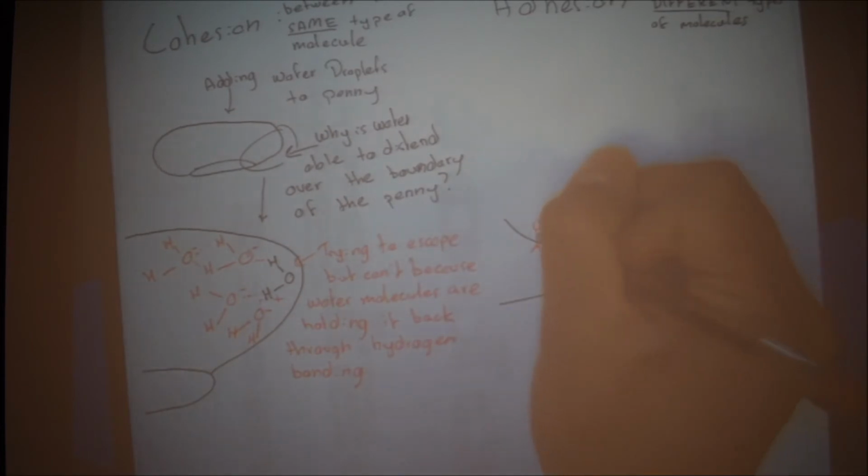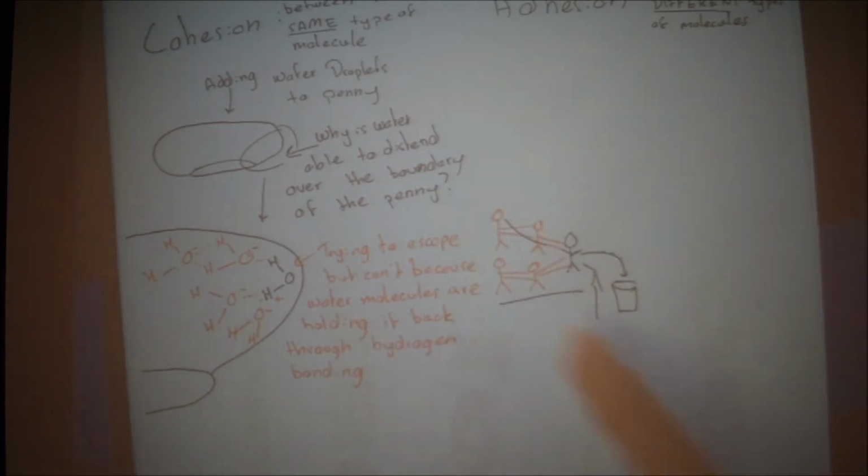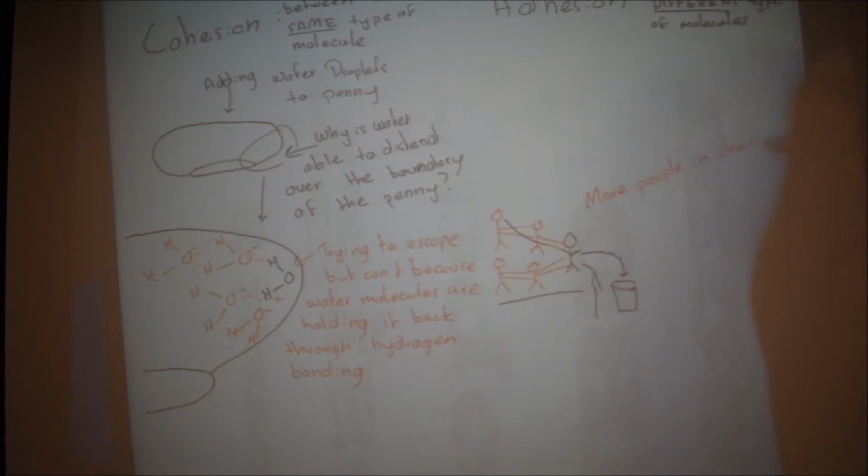So you have these administrators, and they're all working together to keep this gentleman who's trying to jump into the trash can from jumping into the trash can. And the more people you add on to this chain, the less likely it is for him to jump into the trash can. So, more people in the chain, greater strength in holding him back.